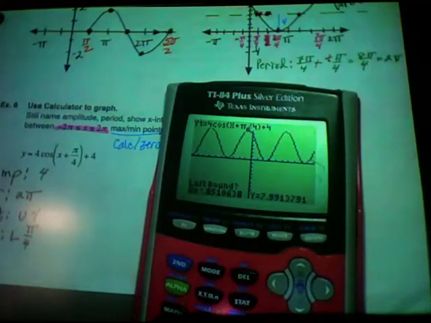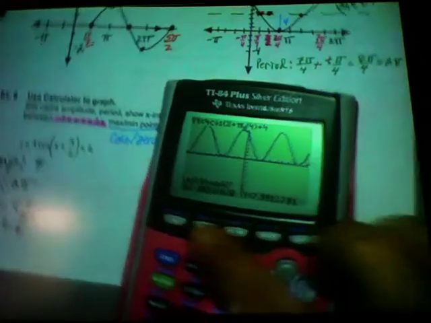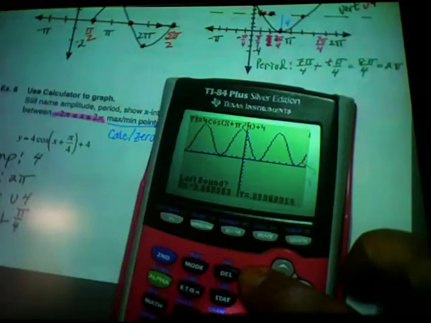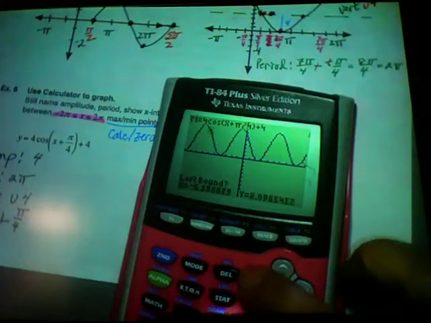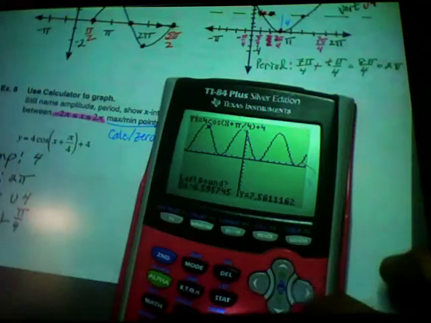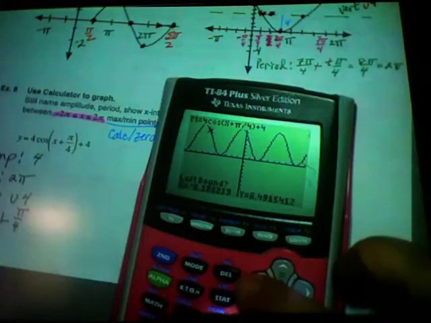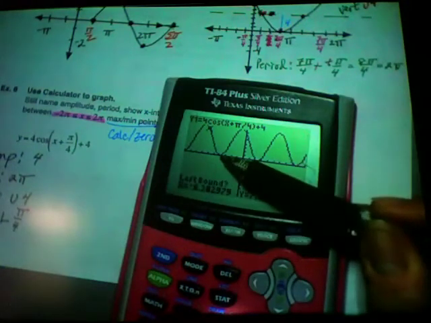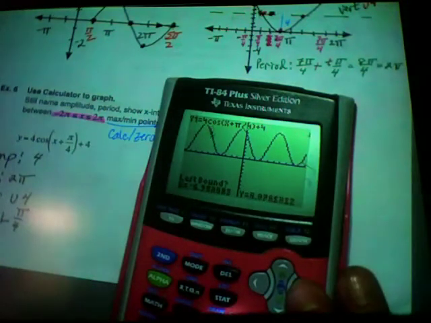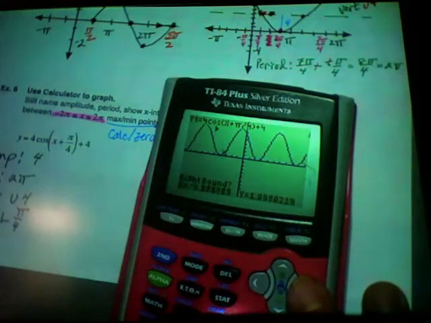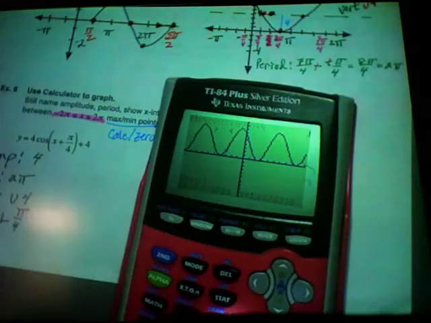Negative 6.28, right? So I need to make sure that my x, watch your x value down here, I'm going to go all the way until that becomes negative 6. There's 4, 5. I passed it, didn't I? So wouldn't negative 6.28 be somewhere between here and here? So I need to get this 0 down here, right? So let's go to left bound, hit enter, go to your right bound, hit enter, and then guess.